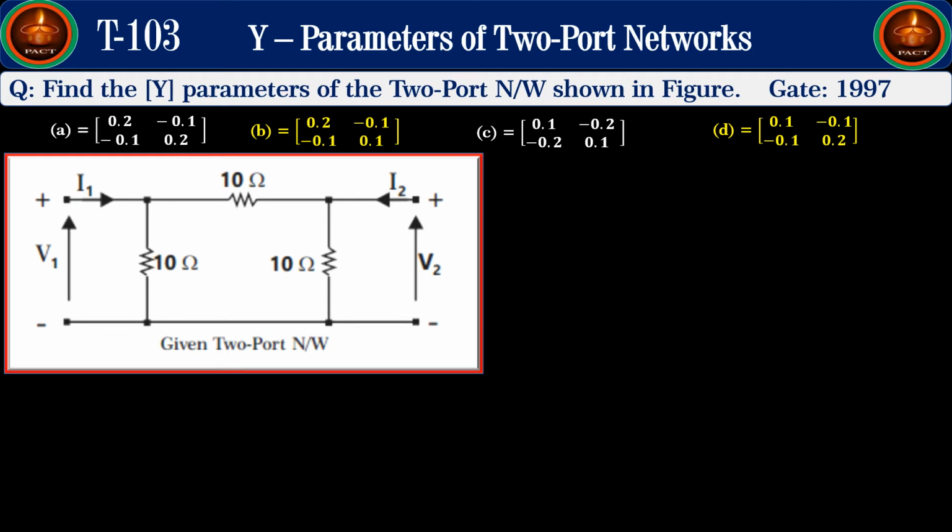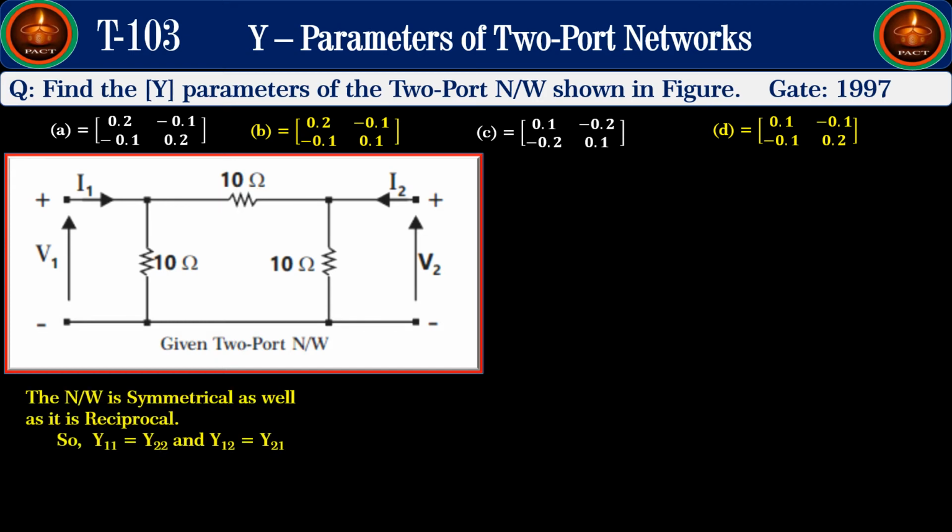To find whether the network is symmetrical or not, we shall split this 10 ohm resistance into two resistances of 5 ohms connected in series, and you find that the left part of the circuit and the right part of the circuit about the symmetrical axis has a mirror symmetry, and hence the network is symmetrical. And you know, if the network is symmetrical, then y11 is equal to y22, and if the network is reciprocal, then y12 should be equal to y21.